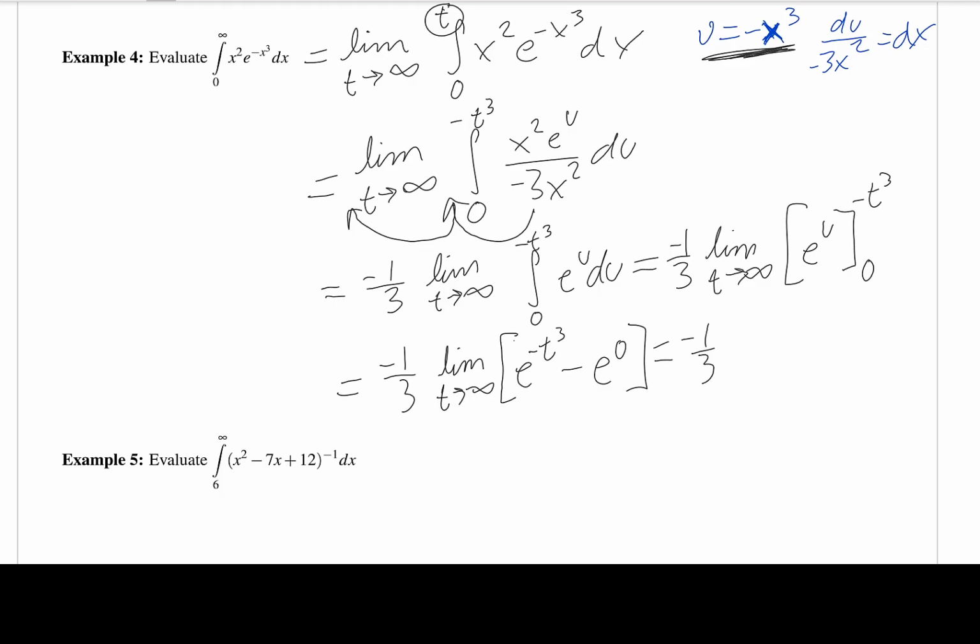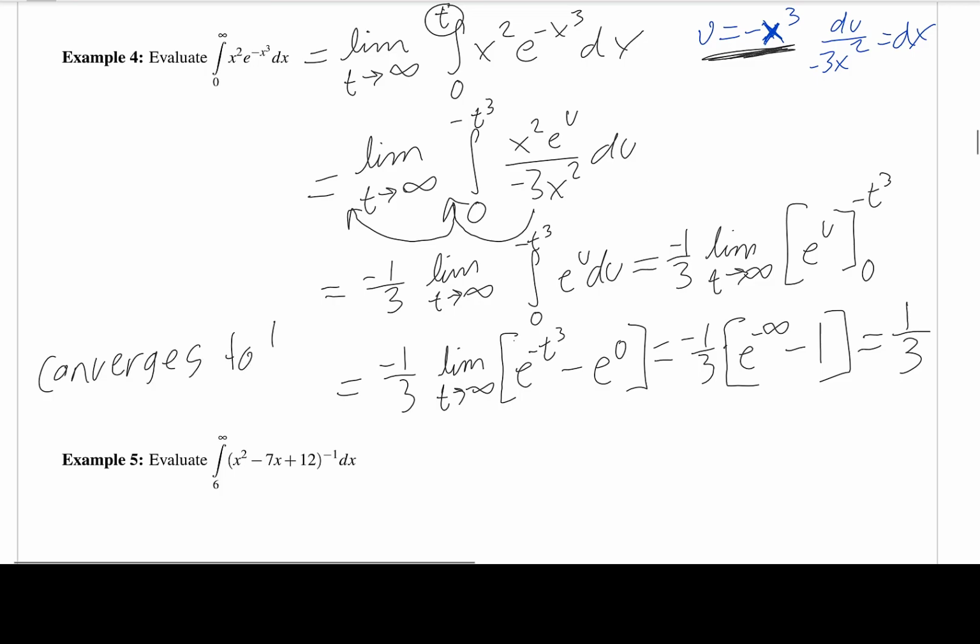So this is negative 1/3 times, now I'm going to plug in infinity for t. So this is going to be e to the negative infinity cubed, which is just e to the negative infinity, minus 1. What we should notice is that e to the negative infinity goes to 0. And so this becomes 0 minus 1. Multiplying out our negative 1/3, we get a positive 1/3. So this tells us that our integral converges to 1/3.